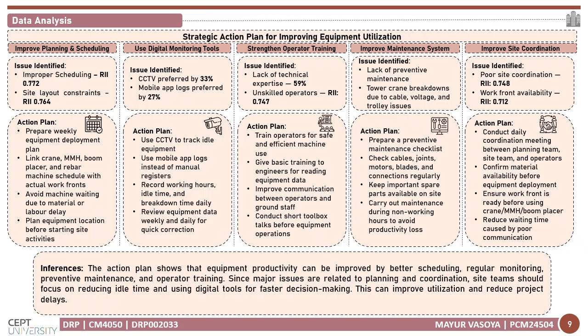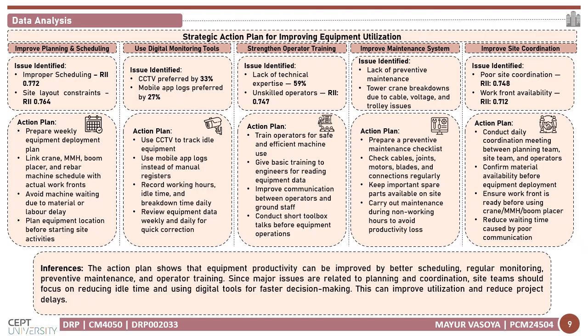The second area is using digital monitoring tools. CCTV monitoring was preferred by 33% of respondents and mobile app logs were preferred by 27%. These tools can help track idle equipment, reduce manual registers, and record working hours, idle time, and breakdown time more accurately. The third action area is skilled operator training.